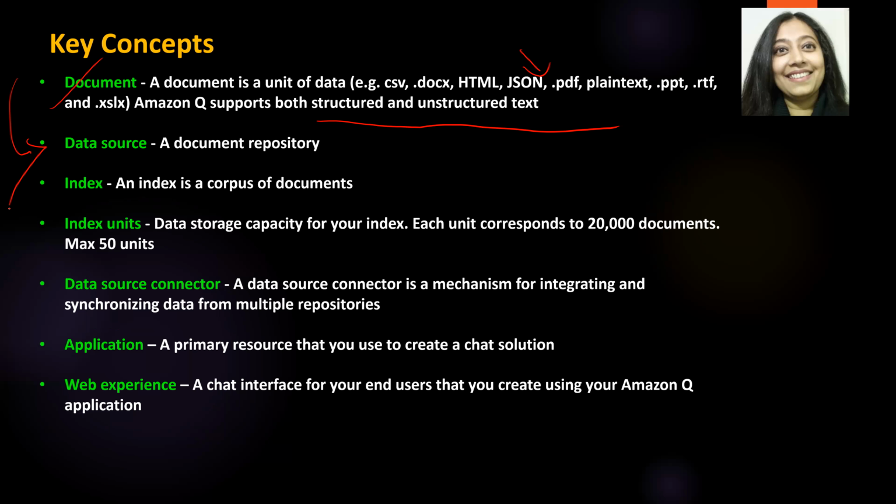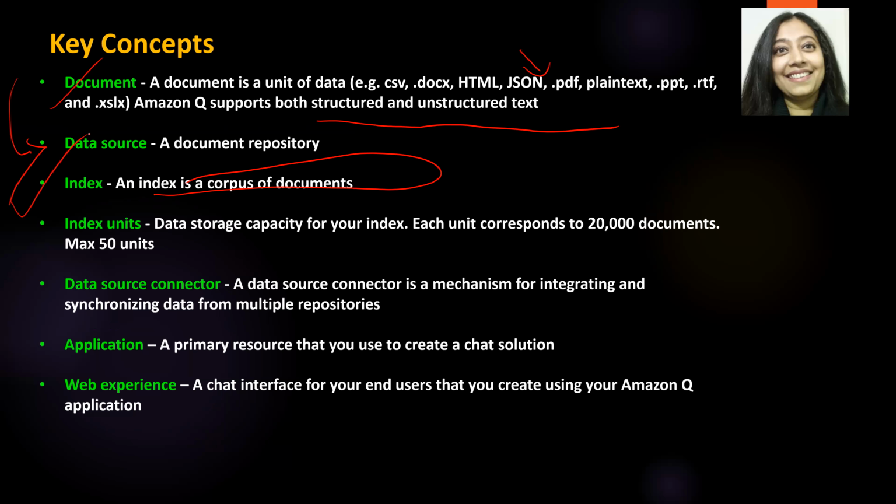In a document, let's say if you have a Word document, you have a table of contents, you have an index over there. Similarly, since it scans through or goes through so many documents, it needs to have an index of all the different documents that are present, right? So index is nothing else but a corpus of documents. So it has an index.